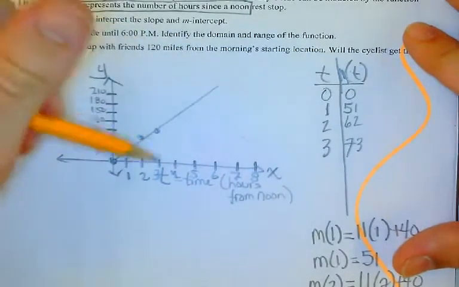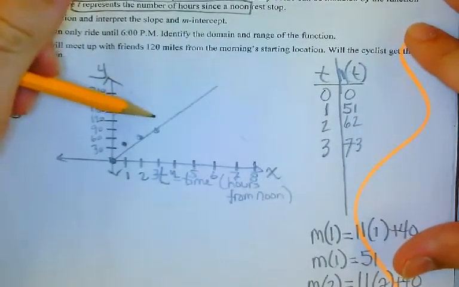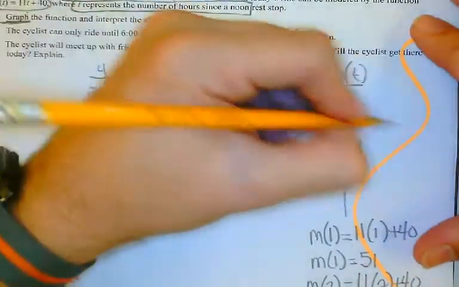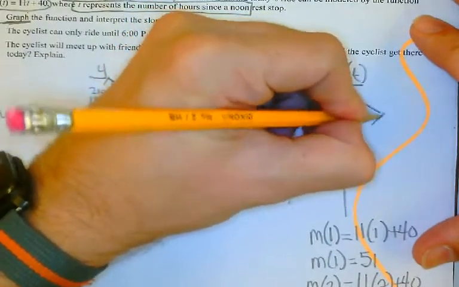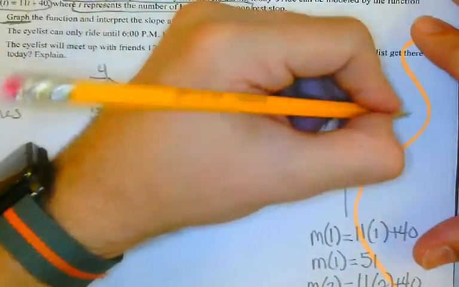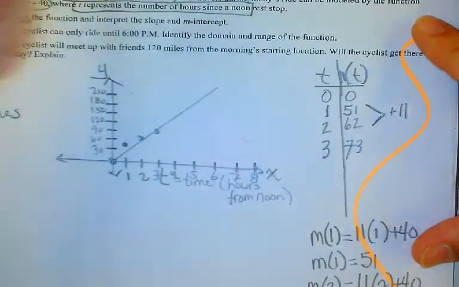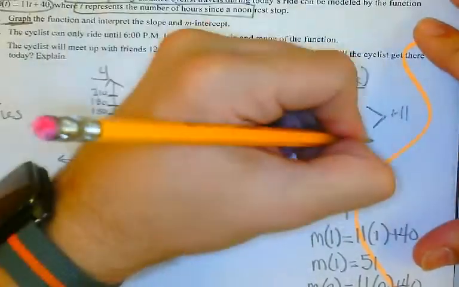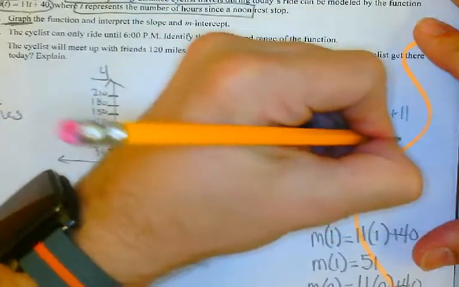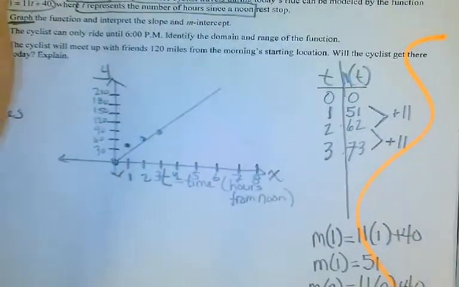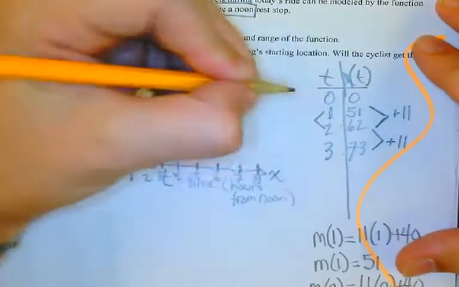I am going to talk about the slope. So how do I go from 51 to 62? I need to add 11. And how do I go from 62 to 73? I'm going to add 11. And how do I go from 1 to 2?